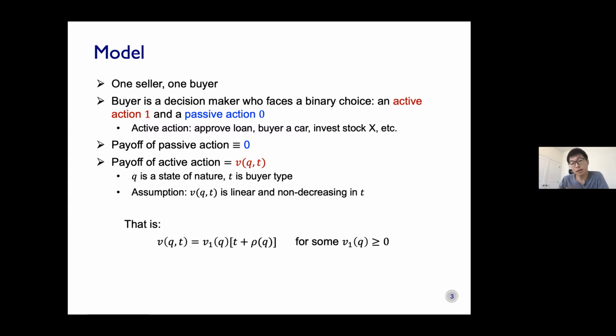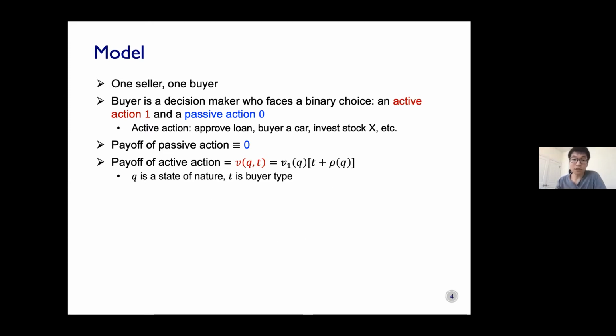I should point out that this utility assumption has been widely made in other persuasion literature as well. So in this talk, I'm going to assume this linear structure for the payoff function V. We don't impose any assumption on the state of nature space; it's an arbitrary measurable set, capital Q. And the buyer's type T is drawn from a continuum interval from T1 to T2. Therefore, T1 is the smallest type, and T2 is the largest type.